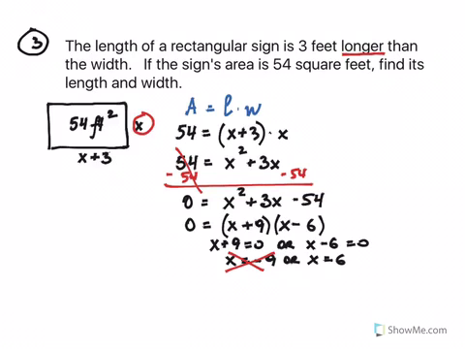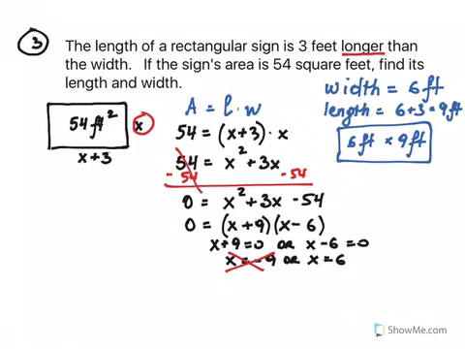The only reasonable solution here is if x equals 6, which means width is equal to 6. If width is equal to 6 and length must be 3 feet longer than that, we will have to add 3 to 6 to find length. Therefore, the dimensions of the rectangular sign are 6 feet by 9 feet.